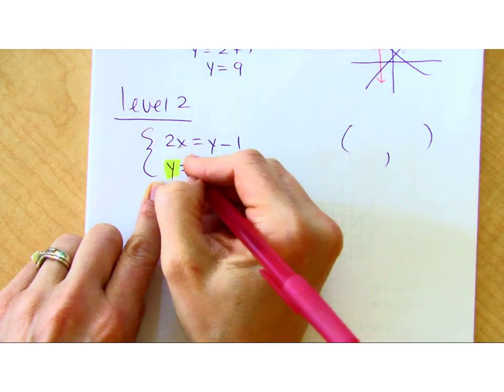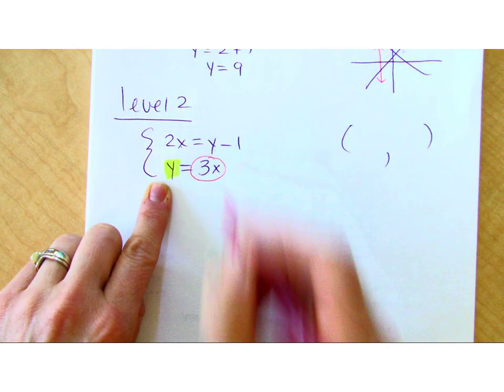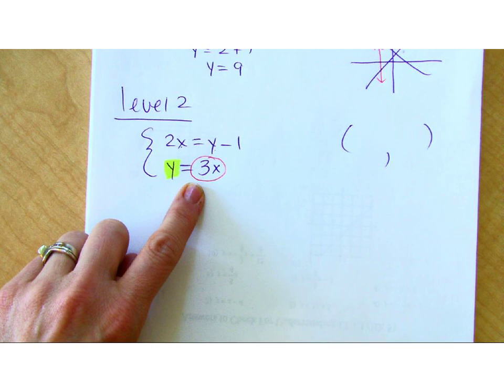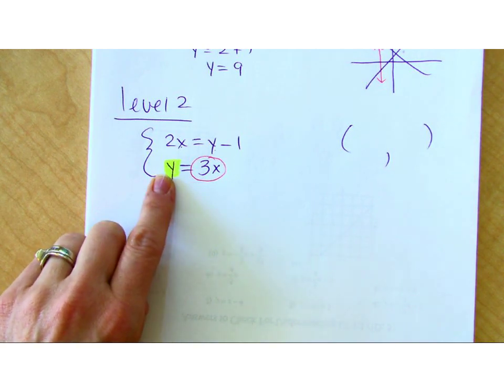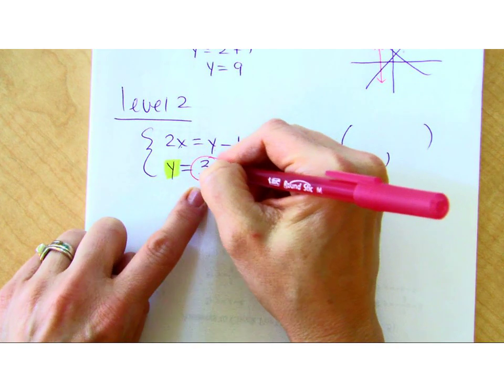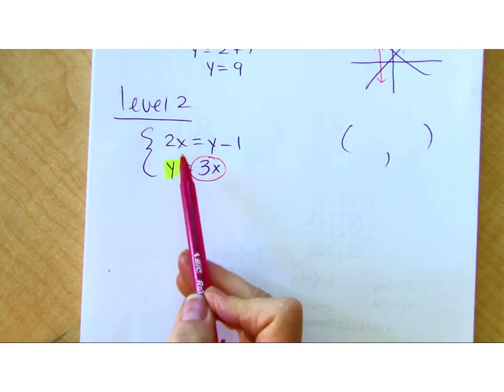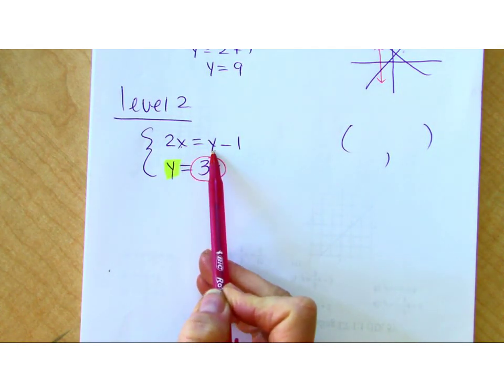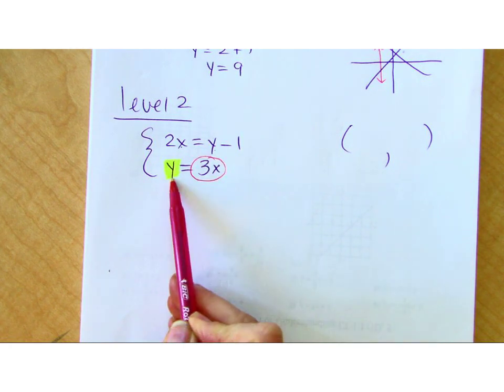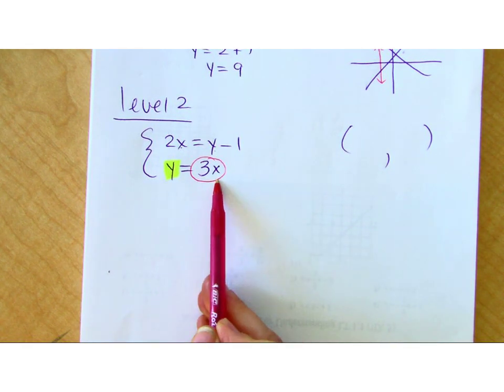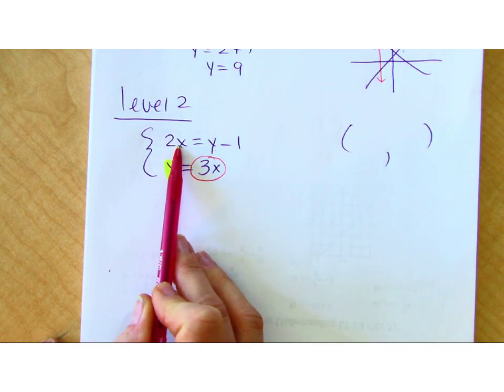And when this happens, I take that 3x, which is y, by the way, and I plug it into the other equation. But where do I put it? Do I put it in for this or that? I put it in for the y, even though it has an x in it. That's the weirdest part. People are so tempted to put it here because it has an x.